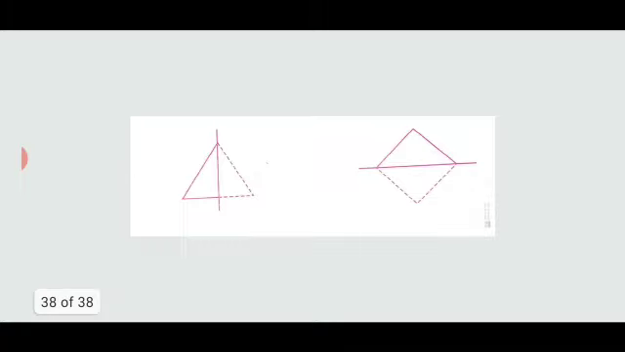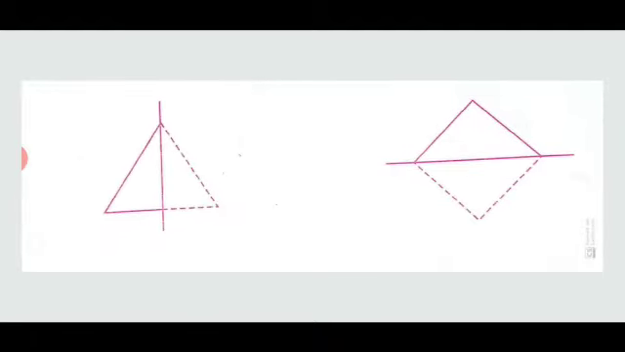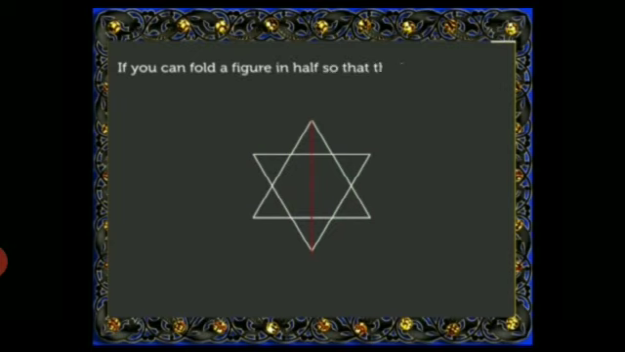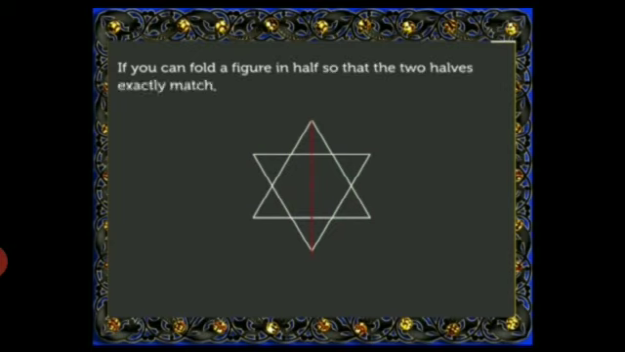When a figure is symmetrical, the other half of the figure can be drawn by looking at the given half. Now we will revise all the contents again. Look at this star. Now let's fold this figure in half. You will notice both the halves match each other exactly. If you can fold a figure in half so that two halves exactly match, the figure is said to be symmetrical. The fold line is called the line of symmetry or axis of symmetry.